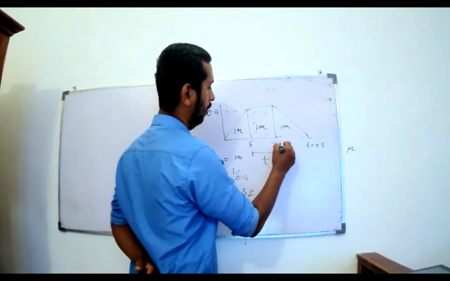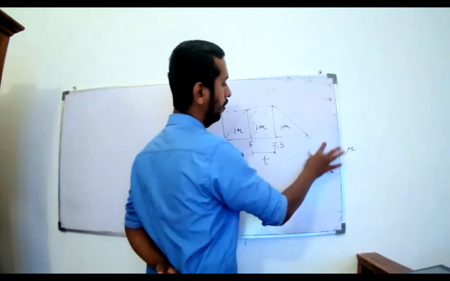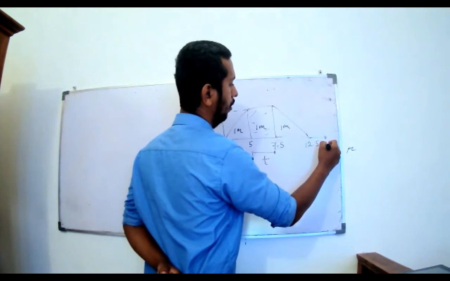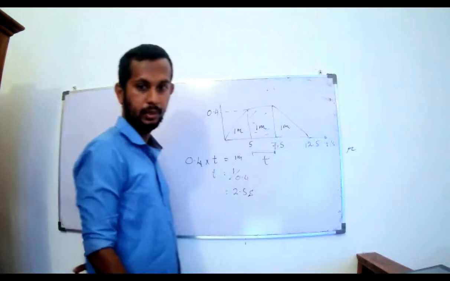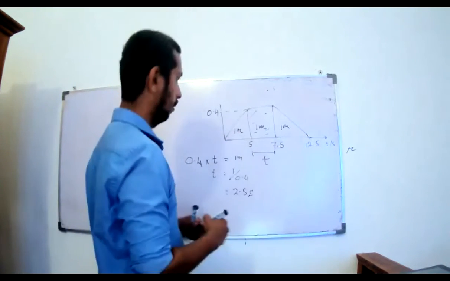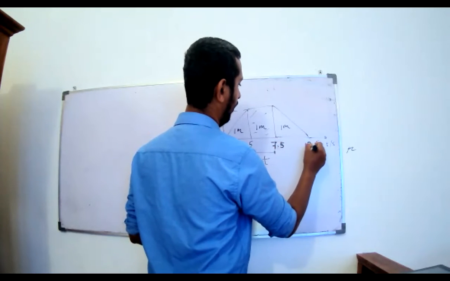So therefore, T naught now should be how much? 7.5. Understood? The difference will be 2.5. And this time will be how much? 12.5 seconds. Understood? Yes. It should be 7.5 and 12.5.